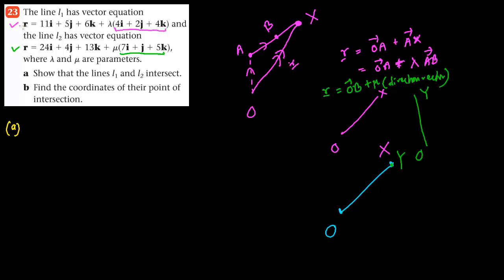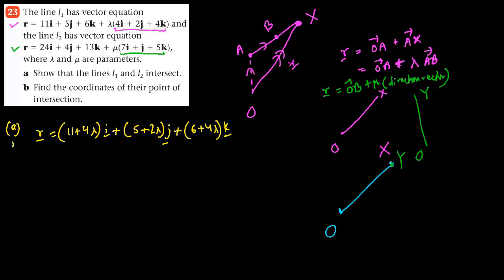So first of all, let's write this L1 into the position vector format, meaning in the i, j, k vector format. This is particularly in the point and direction vector format, because we have a point and we have a lambda direction vector. So the ijk format would be 11i plus 4 lambda i, so it's going to be 11 plus 4 lambda i, plus 5j plus 2 lambda j. So 5 plus 2 lambda j, if we take the j common, and 6k plus 4 lambda k is going to be 6 plus 4 lambda k.